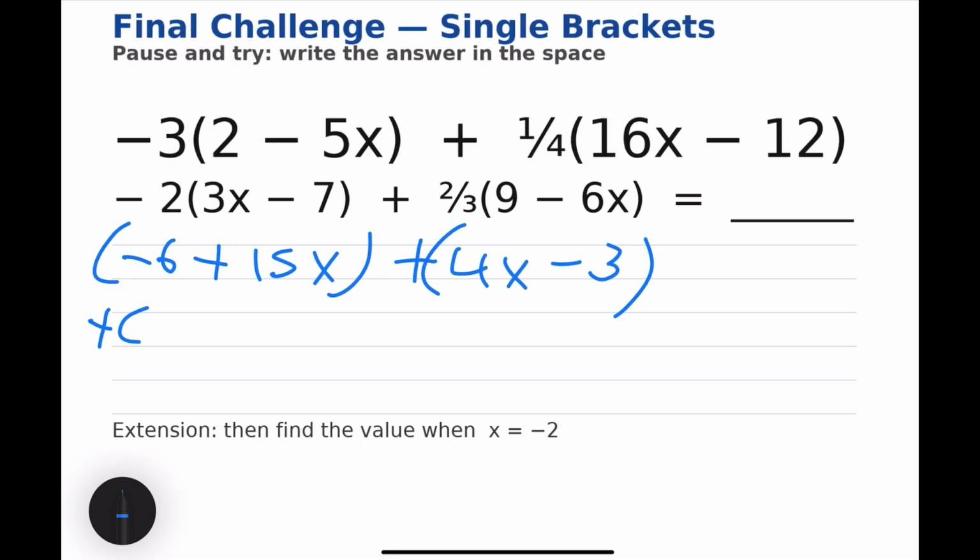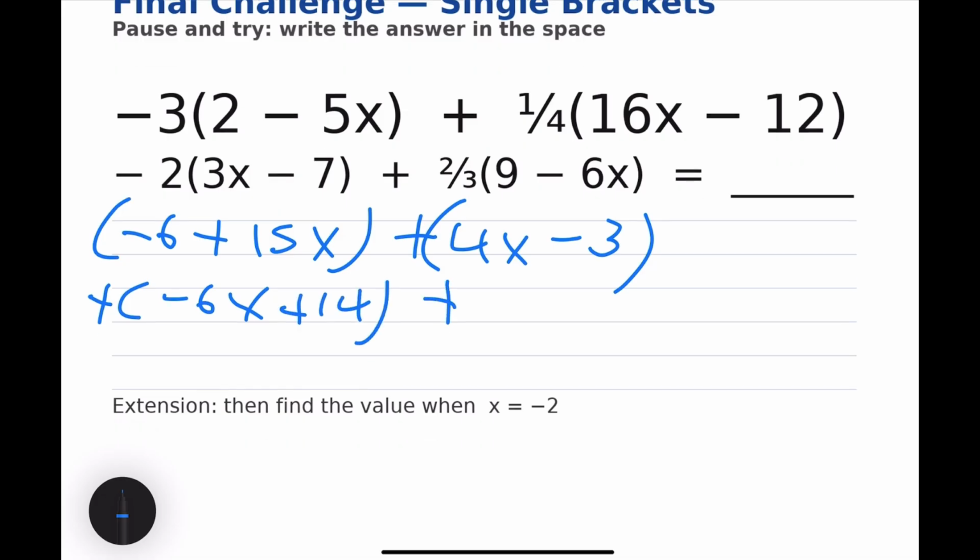So now let's do the third bracket. So it's going to be negative 2 multiplied by 3x, which is negative 6x. Then we do negative 7 multiplied by negative 2, but that's going to be positive as there are two negatives, and that always makes it positive. So that would be positive 14.